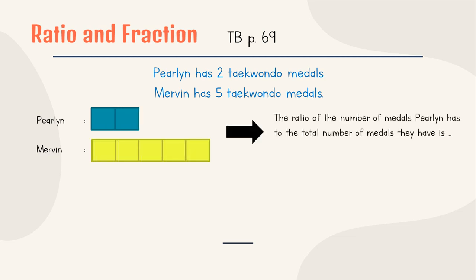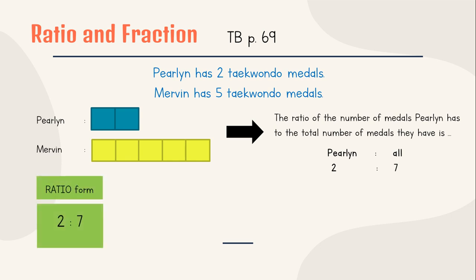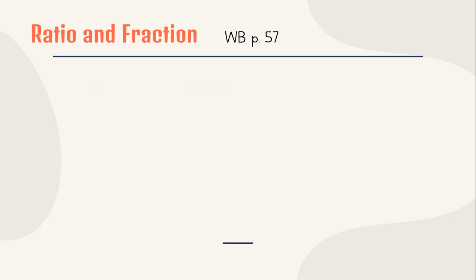How about this question? The ratio of the number of medals Berlin has to the total number of medals they have. So look at Berlin. Berlin has 2, while total means 2 plus 5 equals 7. So the ratio of this question is 2 to 7, and the fraction will be 2 per 7.